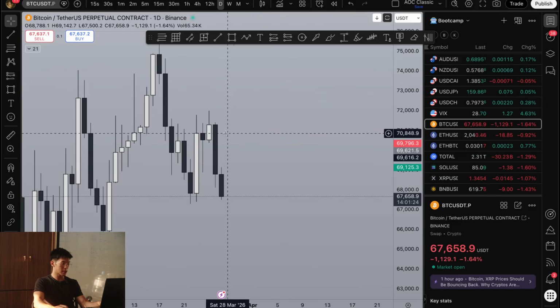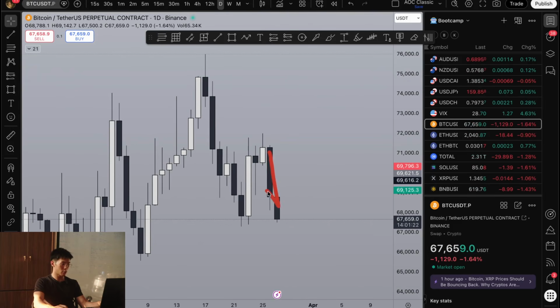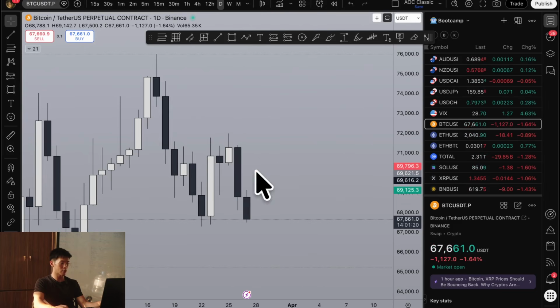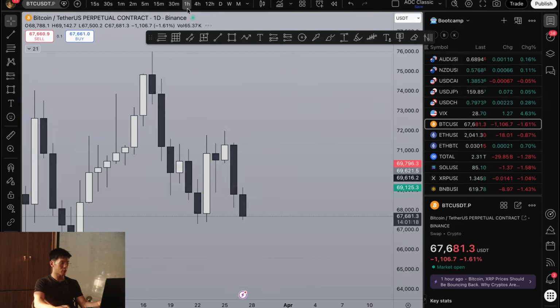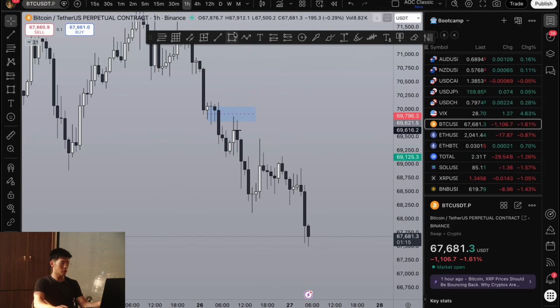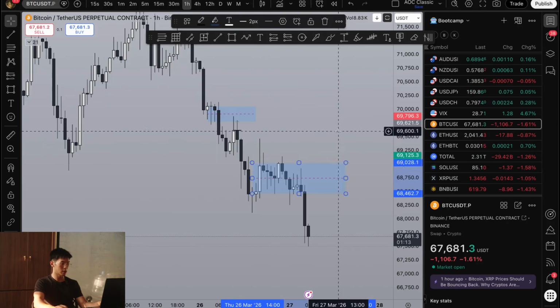But anyways, let's get into the intraday setup for Bitcoin. So far, we are looking at a bearish daily bias, which means that we should technically be looking for a short today. Now, going down into the 1 hourly, it's also pretty interesting. You just literally have this area right here.